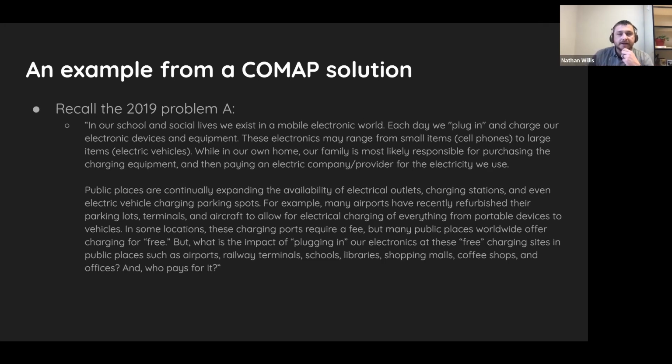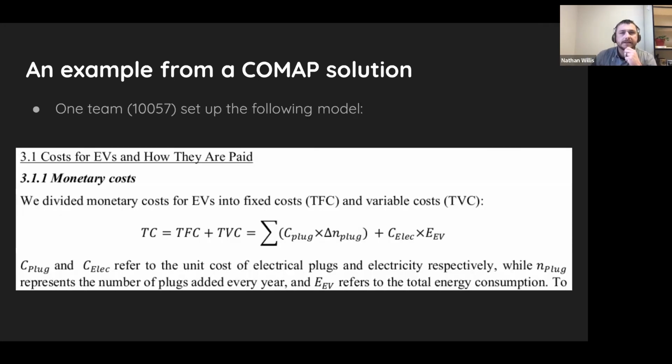And what this team did is they first, let's just first understand what the model is, they took the total cost and they broke it up into total fixed cost and total variable cost. And they said that their fixed cost is the cost of each plug, or I think that could be like a charging station or an outlet. And then how many plugs you put in a year, how many of these charging stations you put in a year.